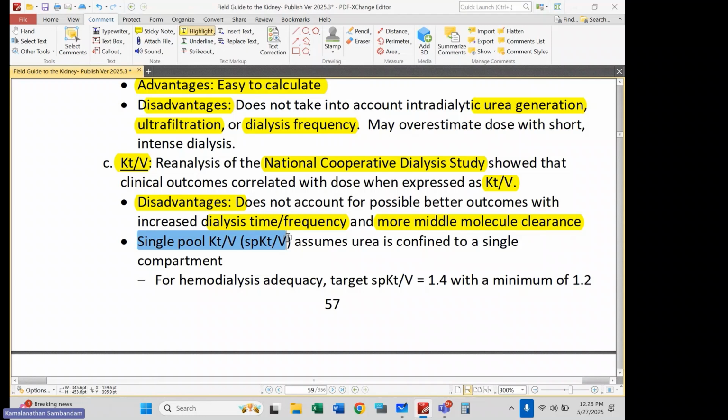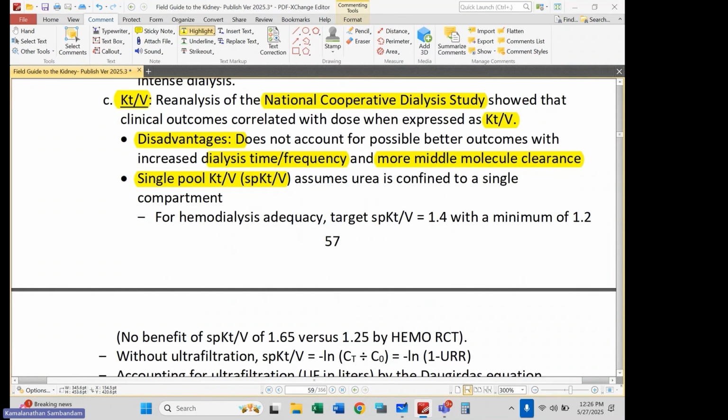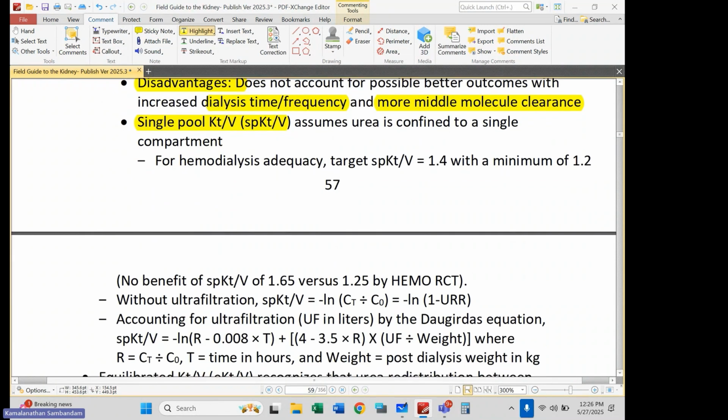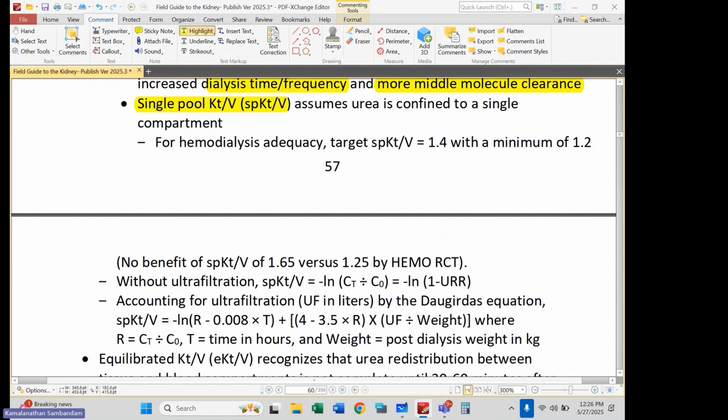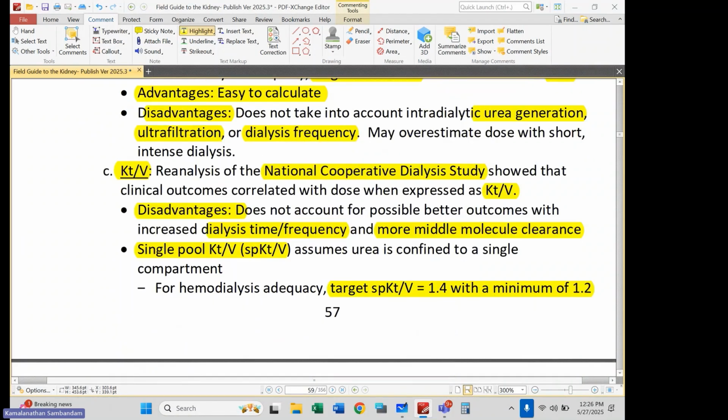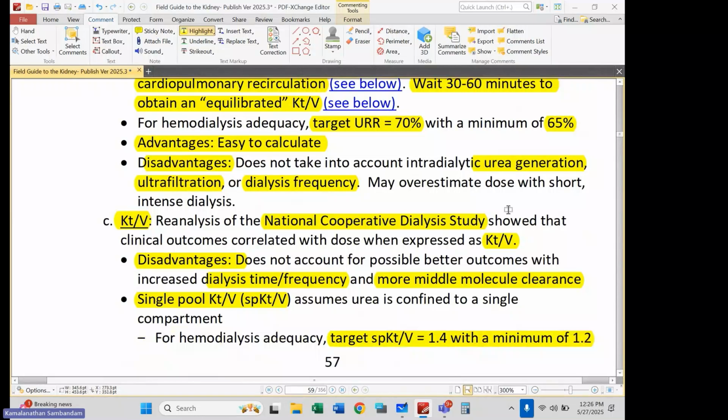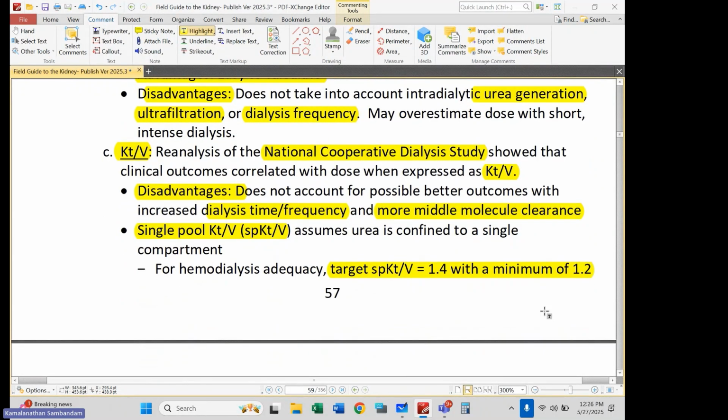We've already gone over the fact that most of the time we're measuring single pool Kt/V, and the targets that we are using are somewhere between 1.4 and 1.2. Now, keeping in mind that this seminal paper, the National Cooperative Dialysis Study, actually did not show that you should dose a dialysis at least 1.2 or 1.4 in order to have better patient outcomes.